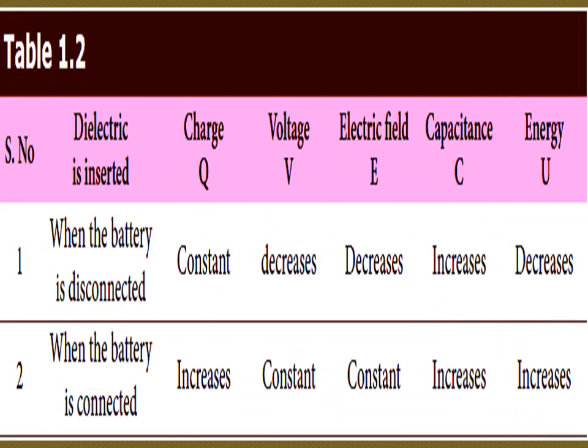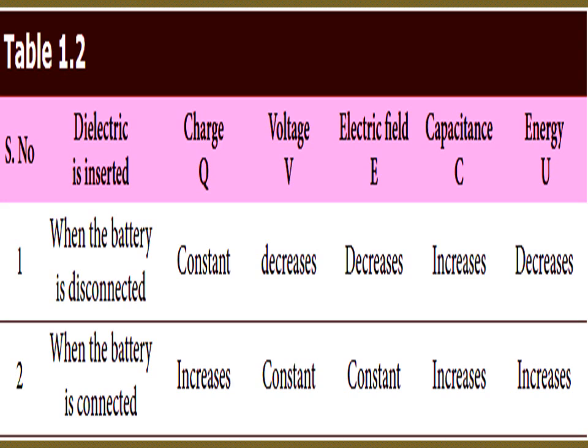Now the consolidated picture of what happens to the charge, voltage, electric field, capacitance and energy when the dielectric is inserted, when the battery is disconnected and when the battery is connected. When the battery is disconnected, in the first case the charge will be constant, the voltage decreases, the electric field decreases, the capacitance increases and the energy decreases. Whereas when the battery is connected, the charge increases, the voltage remains constant, the electric field remains constant, whereas the capacitance increases and the energy increases.